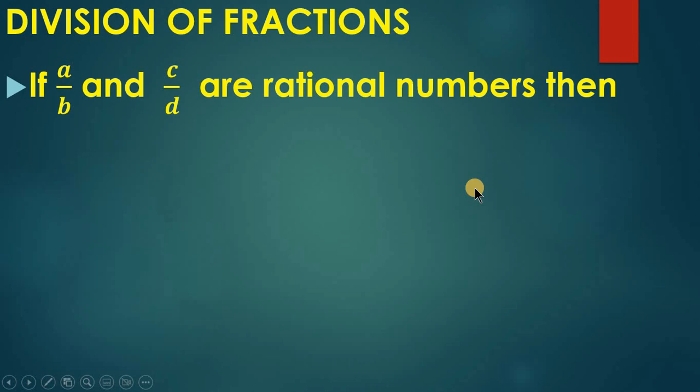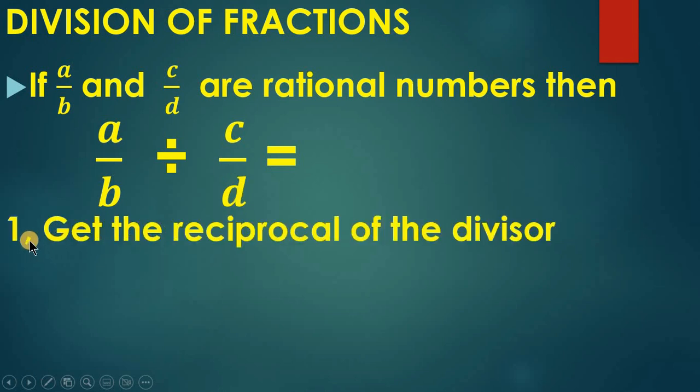Okay, so dito naman tayo sa division of fractions. Okay, so if A all over B and C all over D are rational numbers, then we have here A all over B divided by C all over D. So ano kaya ang rules natin? So una, get the reciprocal of the divisor. Ano kaya yung reciprocal ng divisor? Ito kasi yung ating parts ng ating division process. Itong A all over B, siya yung ating dividend. At yung C all over D, siya yung ating divisor. Eh sabi dito, get the reciprocal. Ano kaya ang reciprocal?